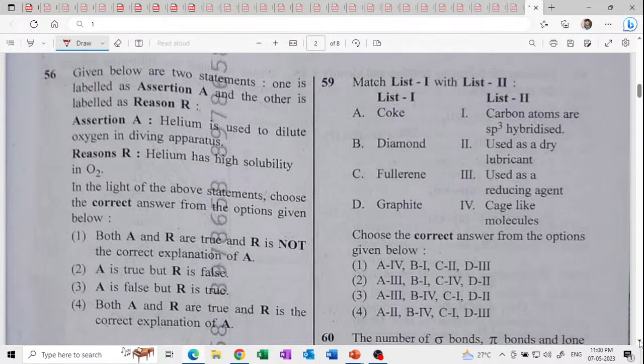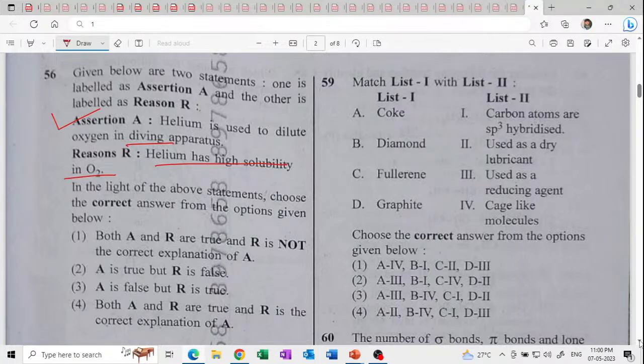Helium is used to dilute the oxygen in the diving apparatus. This is a question from the group 18 elements. Helium is used to dilute the oxygen in the diving apparatus, in scuba diving. Assertion A is correct. Reason R: helium has a high solubility in oxygen.